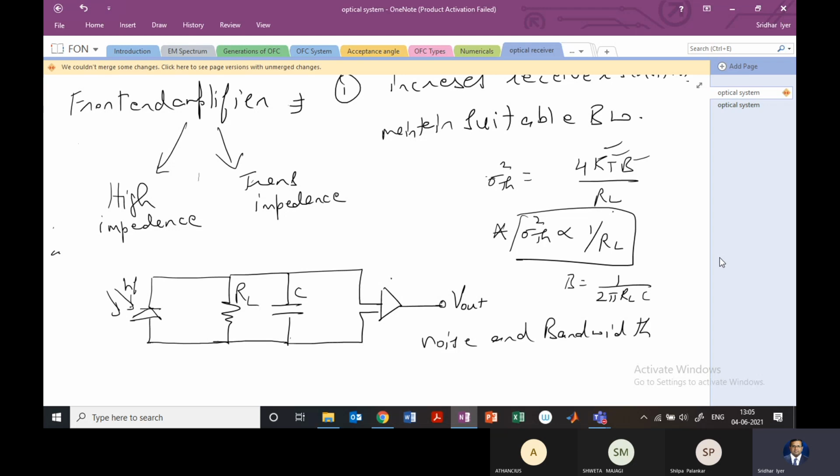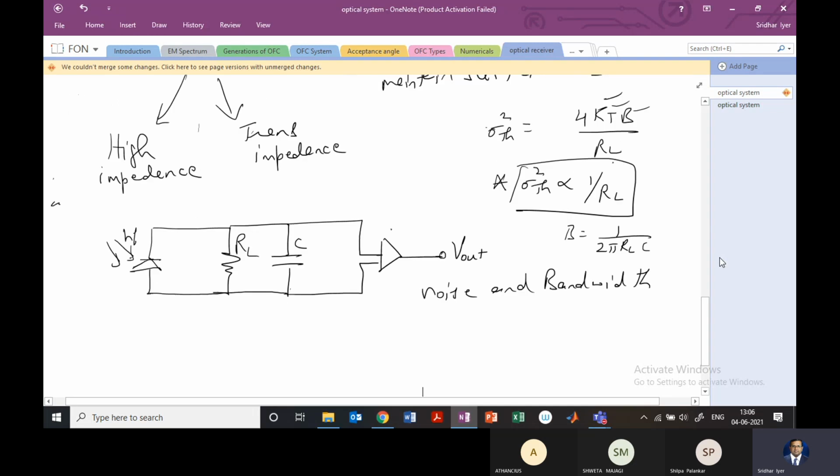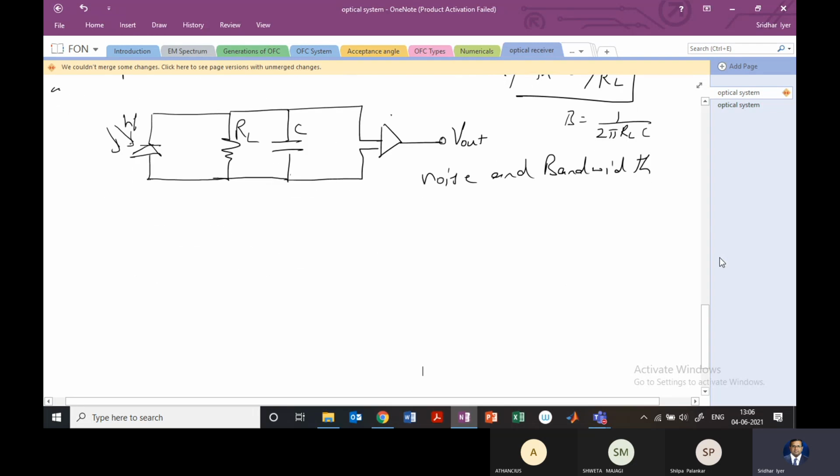So we can include an equalizer to increase the system bandwidth, but if the bandwidth is less than the bit rate, it will not be that useful, right? So we'll tackle this situation in module 4 and see how we can manage this noise versus bandwidth trade-off, right? So this is the front end amplifier.